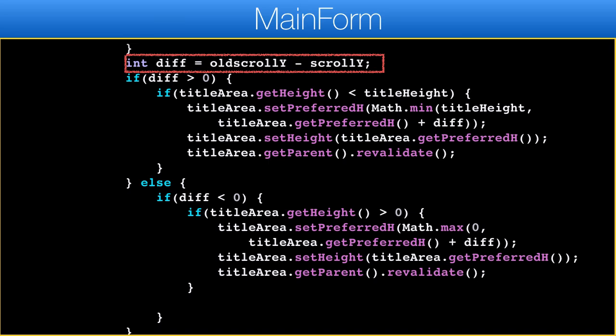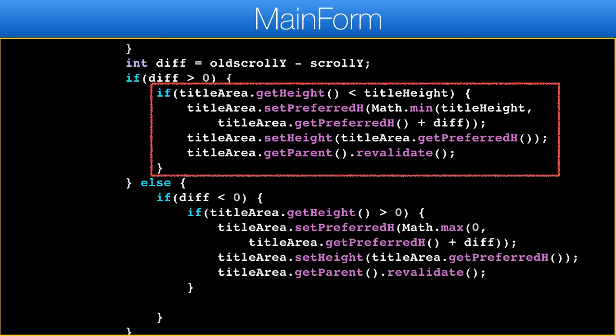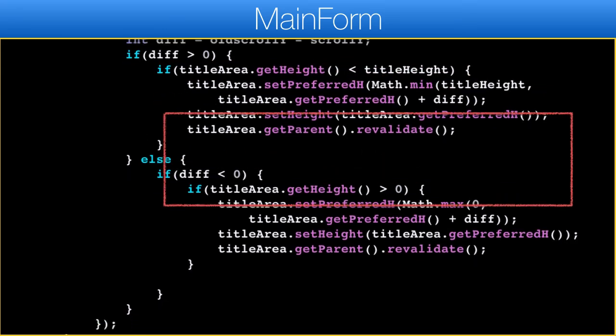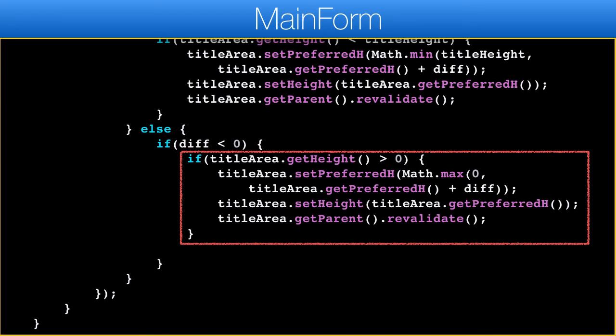Now that all of that is out of the way, we can calculate the direction of the scroll and shrink or grow the title area appropriately. If the diff is larger than 0, then the title area should grow. We're setting the preferred height to the diff plus the preferred height, but we make sure not to cross the maximum height value. We then revalidate to refresh the UI. A negative diff is practically identical with the exception of making it 0 or larger instead of using the minimum value. We use the max method, and with that the title folding is implemented.